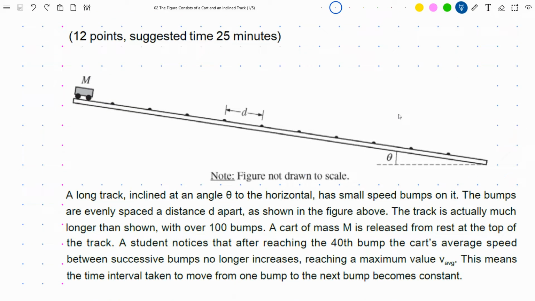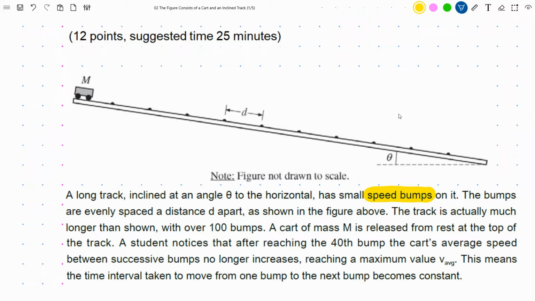So the question involves, at a glance, an inclined plane with a cart on it. That's very familiar looking, but we do have these little, well, bumps. And of course, if you read through the question, I'll just kind of scan through it quickly. Maybe I'll just highlight some key details. So it's a long track. It's inclined at an angle theta, which we can see in the diagram, to the horizontal. And it has these small speed bumps on it. Okay, so that's the highly unusual part for a physics kind of question.